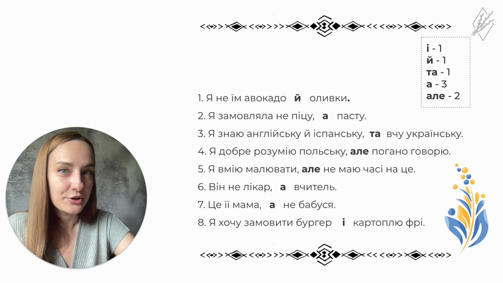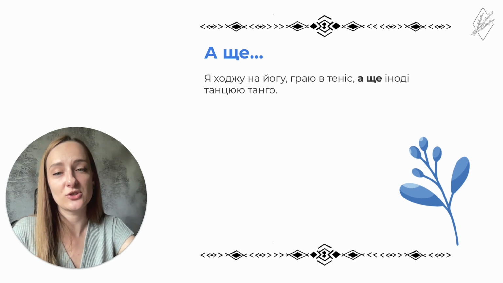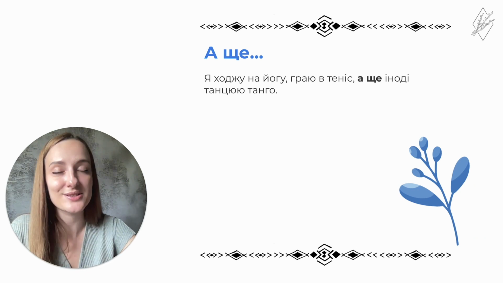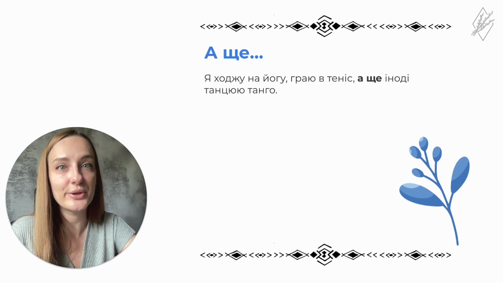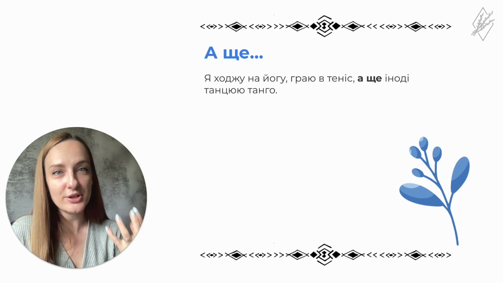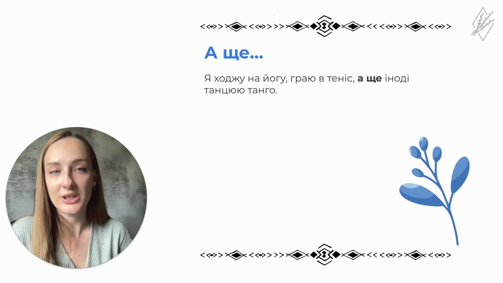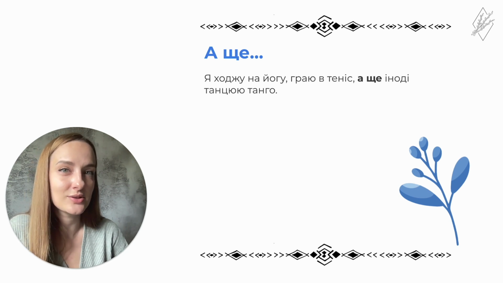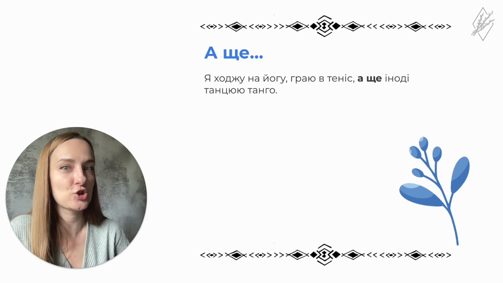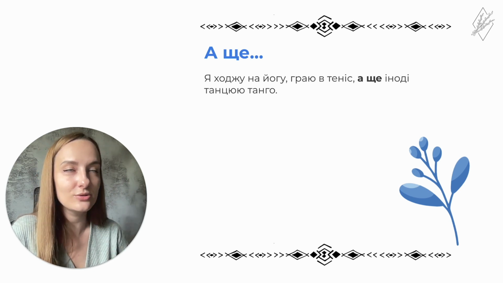I hope that's clear. If you have any questions, you can let me know in comments. And also, I wanted to give one more situation. I told you that conjunctions may have many different meanings, and sometimes we use them even in collocations. A very popular collocation is «а ще». Let's try to guess what it means from this sentence. Я ходжу на йогу, граю в теніс, а ще іноді танцюю танго. How do you understand this sentence? How would you translate this «а ще»?